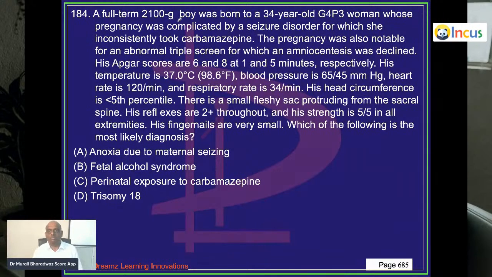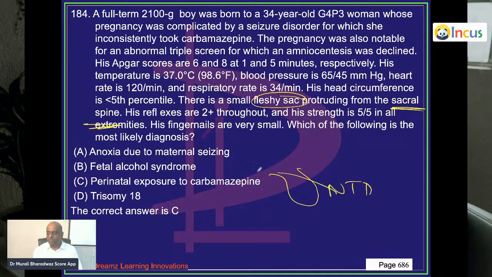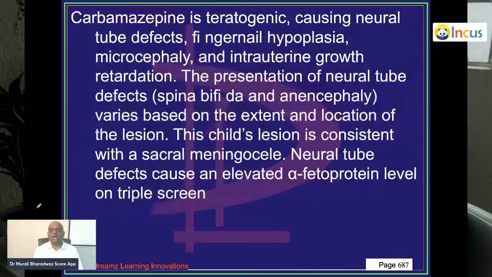Full term, 2100 gram baby was born to a 34-year-old. Her pregnancy was complicated by seizure disorder, inconsistently taking carbamazepine. Now he developed a fleshy sac coming from sacral spine. What is that? Neural tube defect, which can be predisposed by carbamazepine, is what you need to remember.